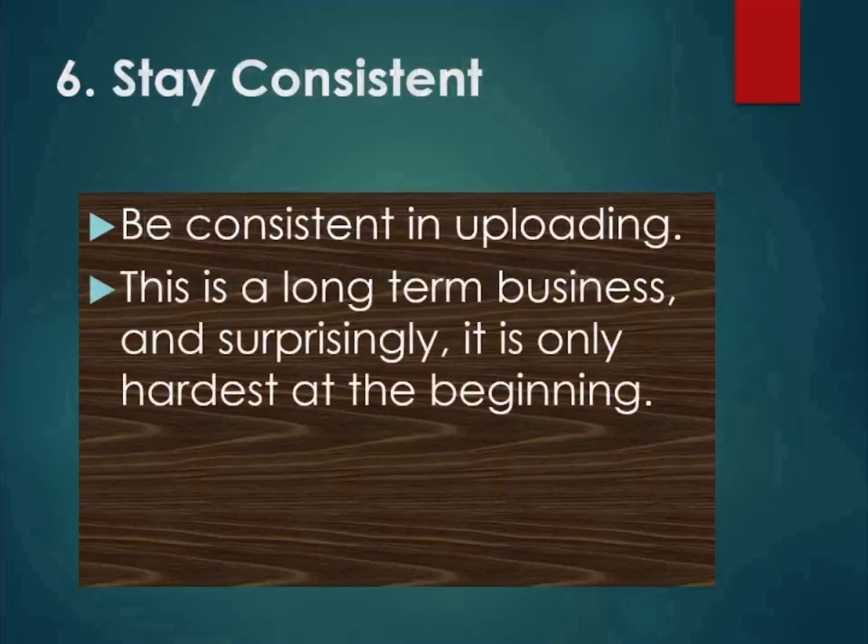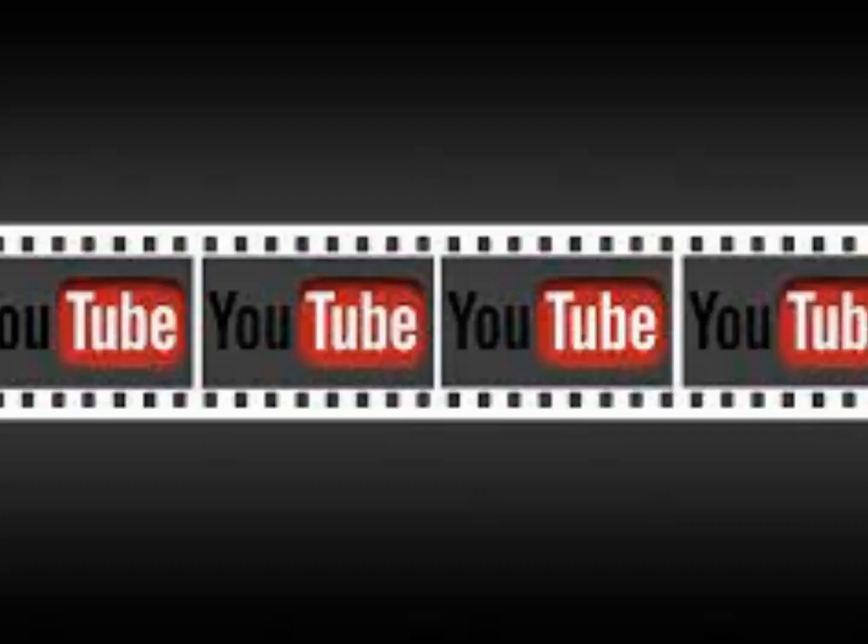Secret number 6. Stay consistent. Be consistent in uploading. There's nothing as disappointing as switching on a tap, and there's no water. If you have committed yourself to producing a video every week, stay at it. Your viewers and subscribers will be judging you by your promise. So many beginners on YouTube upload a couple of videos, but because their videos do not get viewers, comments, and likes, they give up. To grow to 1 million viewers, you must stay consistent. This is a long-term business, and surprisingly, it is only hardest at the beginning.